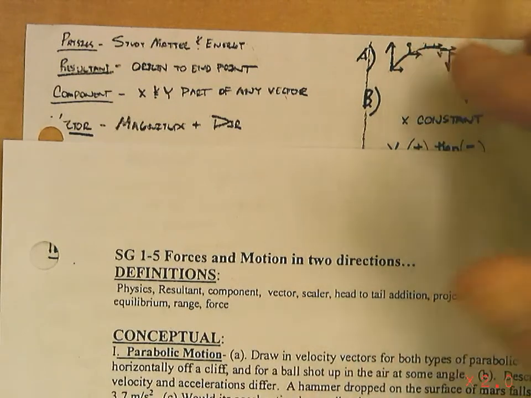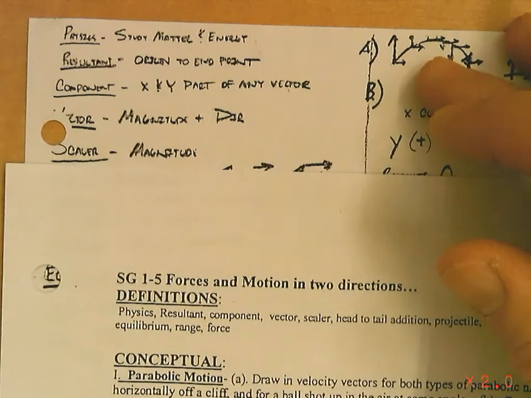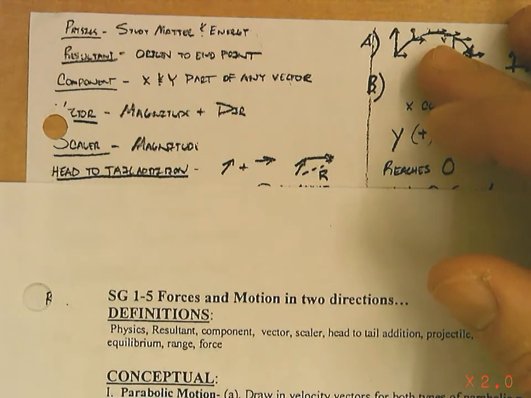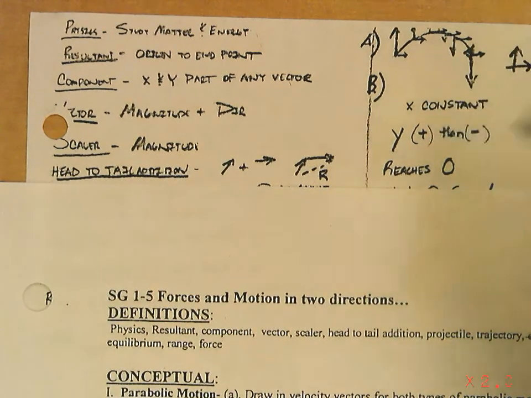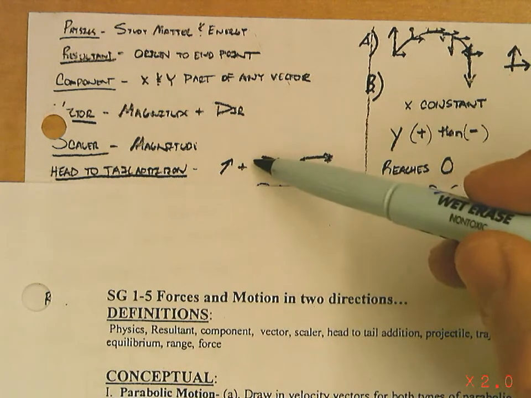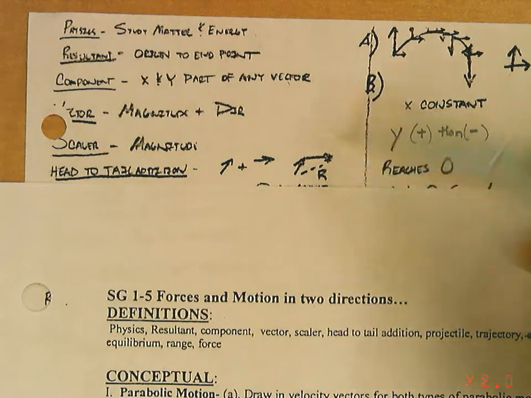Vector, magnitude and direction. Scalar, magnitude. Head to tail addition, probably the best way is just to draw a picture showing two vectors, placing one vector on the head of the other, placing the tail on the head of the other, and getting the resultant.